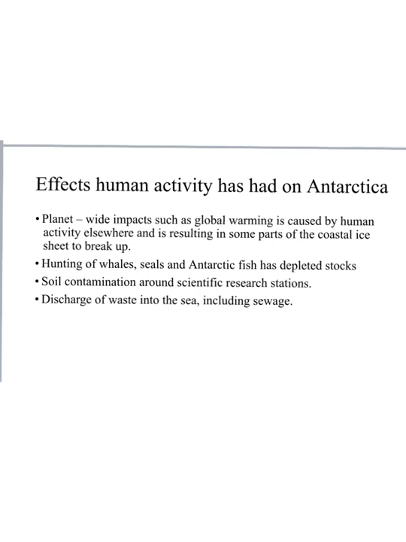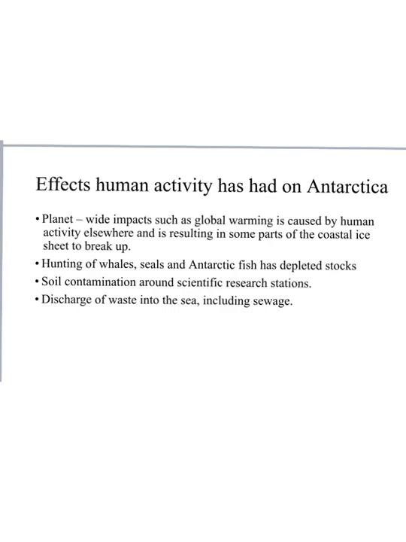So it's this slide that's really important that you need to get down, and this is the bit where you've got the management of environmental resources and the effects of human activities on this ecosystem. So the planet-wide impacts such as global warming, as caused by human activity, is resulting in some parts of coastal ice sheets breaking up. Obviously the melting of the Antarctic.